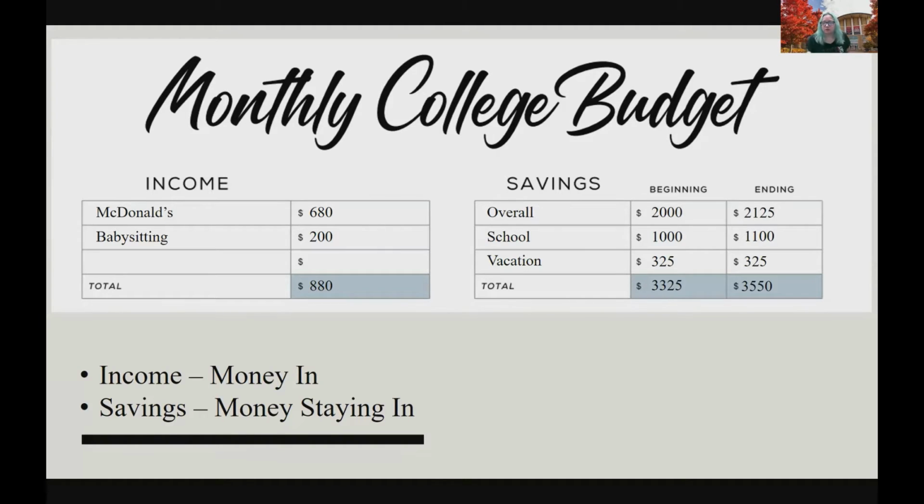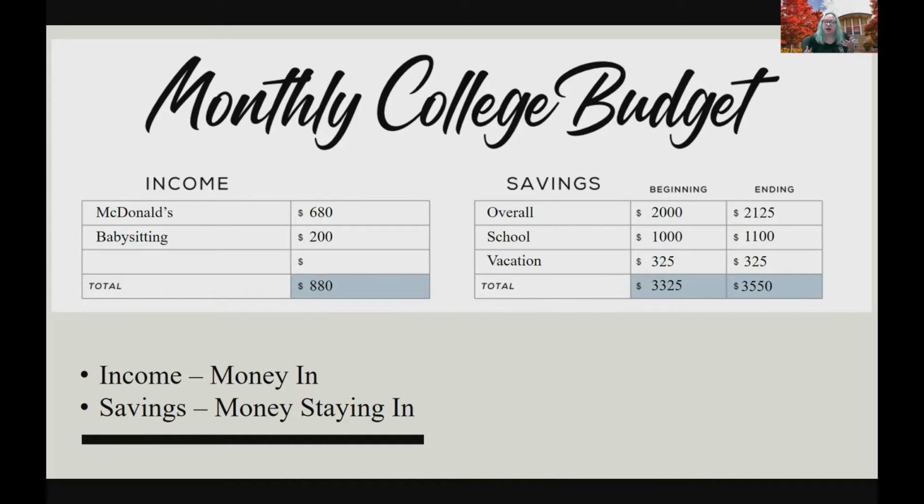And then your savings are on your right, and that's the money that you don't spend that stays in your account and you save it for a rainy day or school or anything like that. So their savings on the right overall is about $2,000, but they took some of their income, and you can see on the ending, they added about $125 for this paycheck. So their overall savings is a bit more.